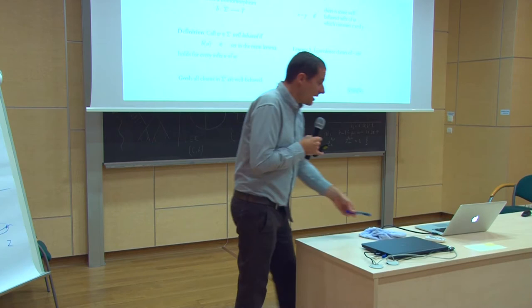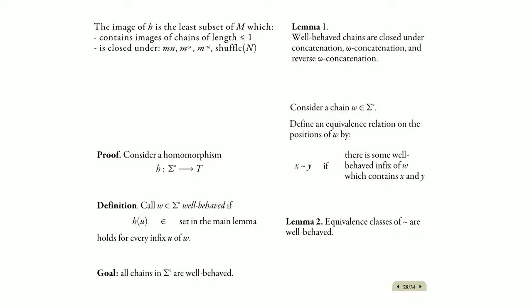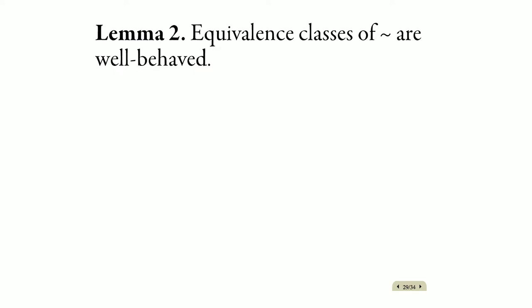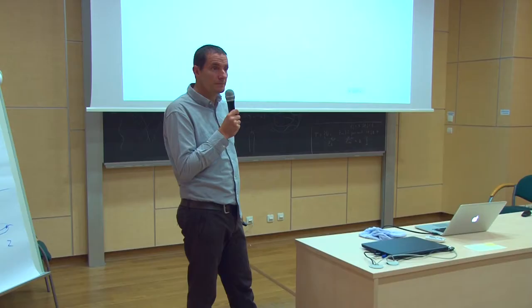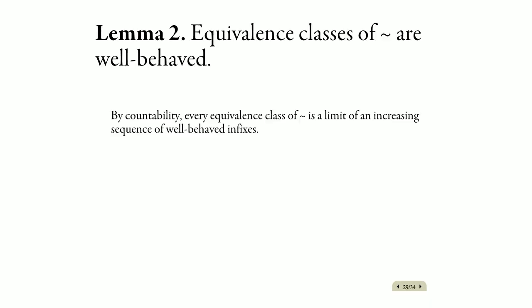And what I will show now, I don't think I need to show this. Yeah, I do need to show that every equivalence class of this relation is well-behaved. It's not completely obvious, because an equivalence class is a kind of limit object. But here I will use the Ramsey, the first lemma. So let's take such an equivalence class. This is this equivalence class.